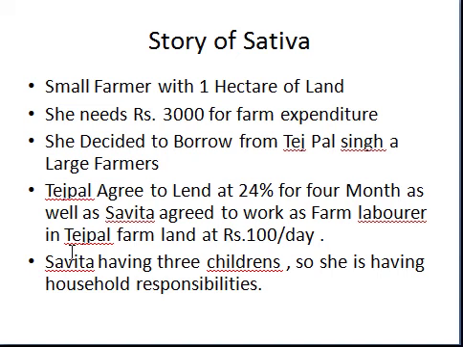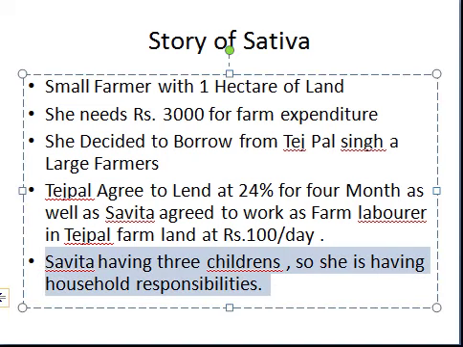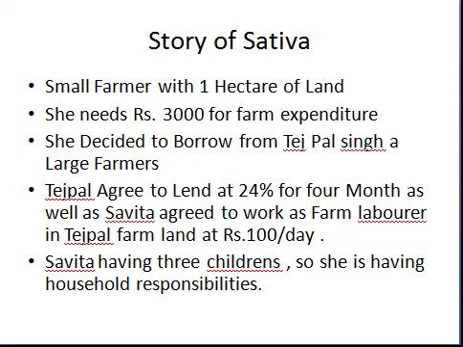The sufferings of the small farmers do not finish here. Savita is the mother of 3 children, so she has a lot of household responsibilities. Savita knows that she will have to work very hard to complete harvesting on her own field and then work as a farm laborer for Tejpal Singh. Savita agreed to this tough condition as she knows getting a loan is difficult for small farmers. So students, I think you came to know about the sufferings of such small farmers.